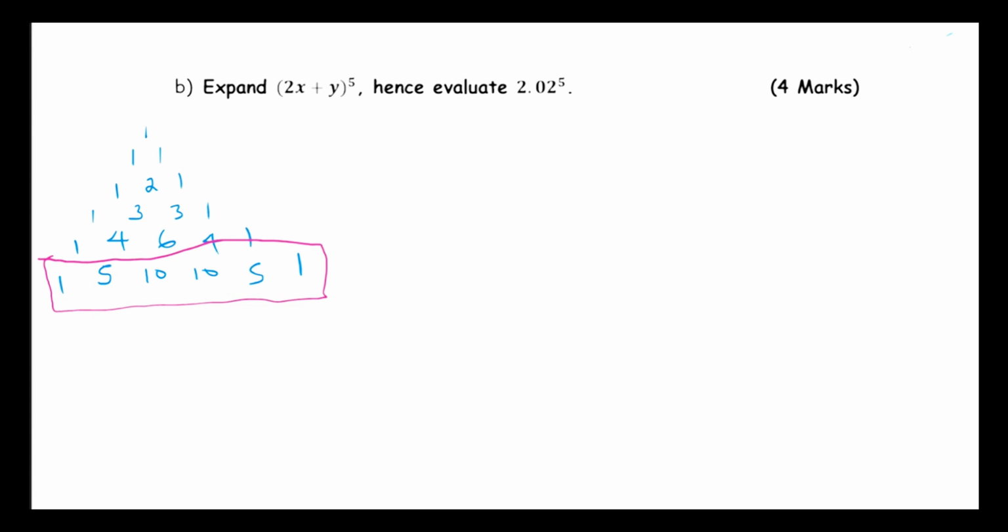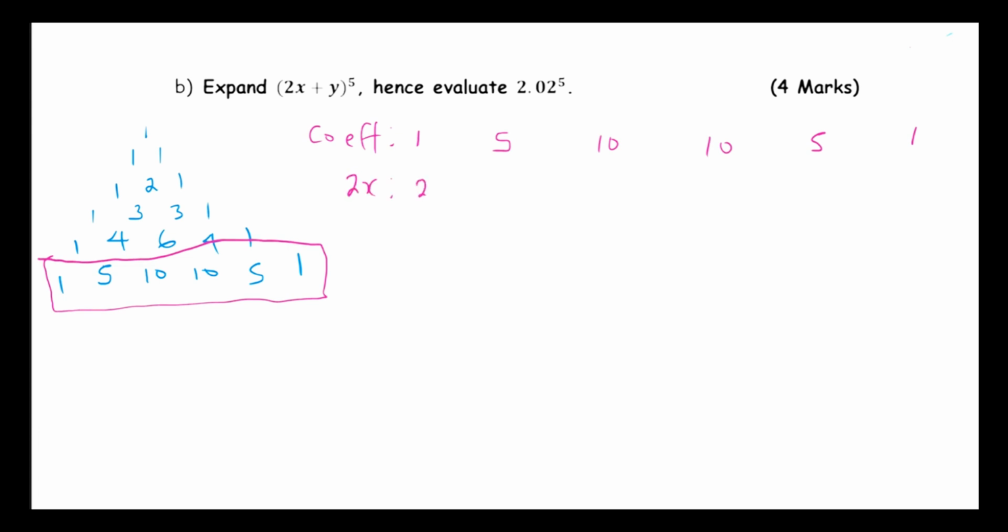So the next thing is just to list what we have. So we start with the coefficients. So the coefficients are as follows. We have 1, we have 5, we have 10, 10, 5, and 1. So the next thing will be to observe how the powers of a, in this case 2x, change across the expansion. So we have 2x.